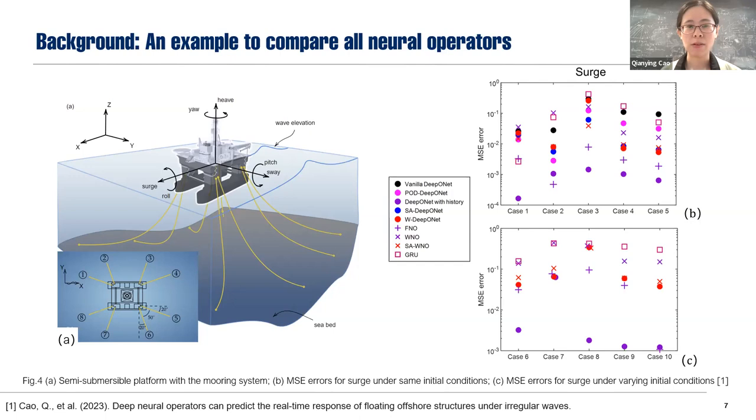Here, 8 neural operators and GRU are used to solve this problem. As shown in figure 4b, the DeepONet with history and FNO exhibit excellent performance in this example. And the FNO with a small size of training samples achieves outstanding prediction accuracy. However, as shown in figure 4c, when considering transient response, the prediction accuracy of FNO is significantly reduced compared to capturing non-transient response.